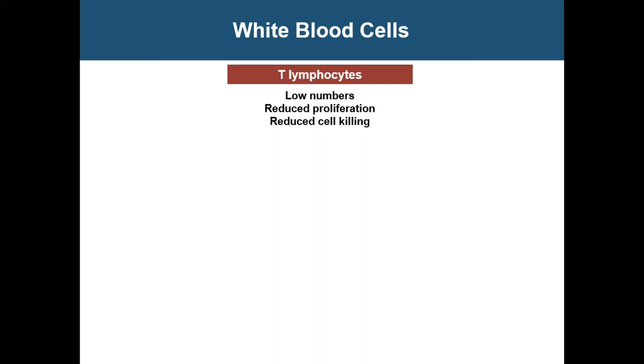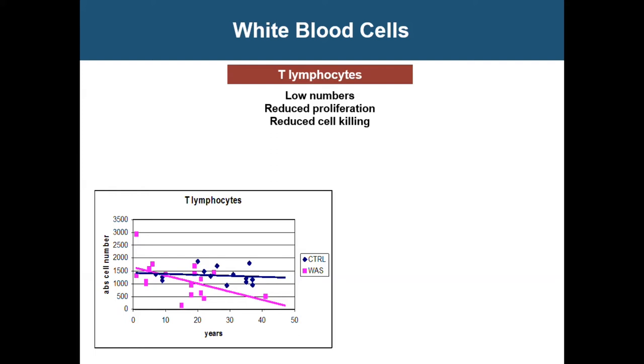Talking about the lymphoid system, you heard that T lymphocytes can be low in number, especially CD8 positive cells can be reduced in numbers. And when we put them in culture dishes, they fail to proliferate as vigorously as normal T cells. And they also have a problem with killing target cells. And that obviously can be a problem for control of infections and malignancy.